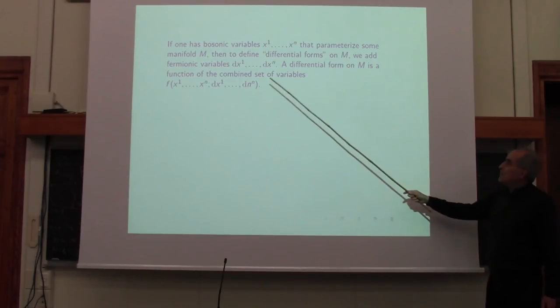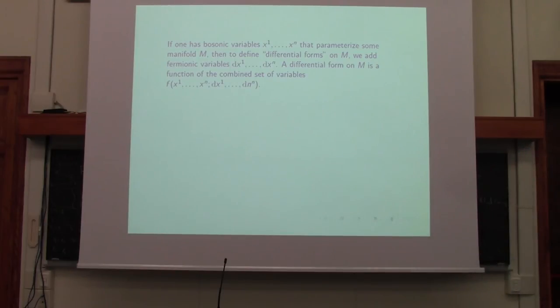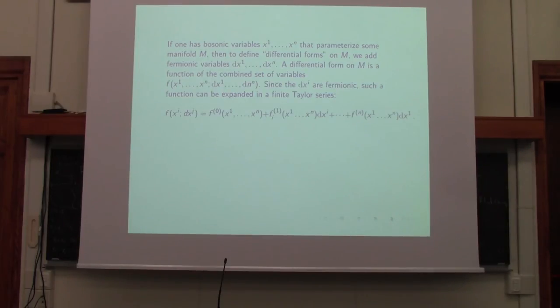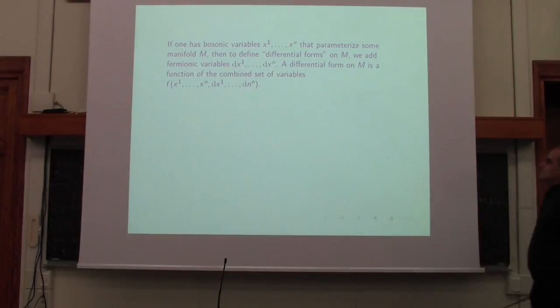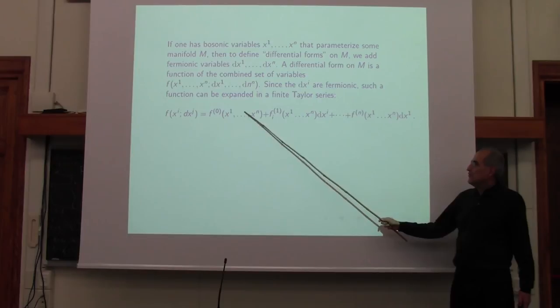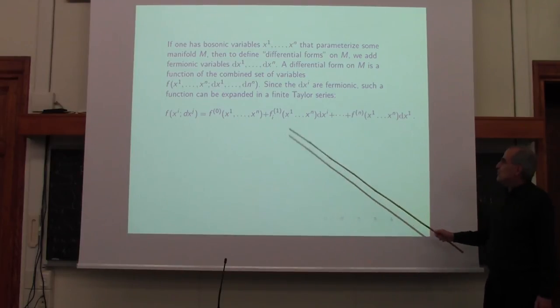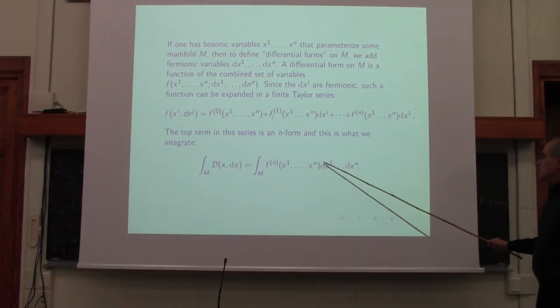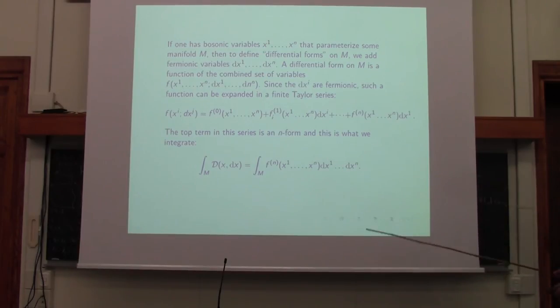So if you have bosonic variables x that parameterize some manifold M, then to define differential forms, you add fermionic variables dx1 up to dxn. A differential form is just a function of the whole set of variables, x and dx. This last thing here should have been dxn, not dn. Since the dx's are fermionic, such a function can be expanded in a finite Taylor series. So, when you expand in a Taylor series, the term with no dx's is called a zero form. The term with one dx is called a one form. And the term with n dx's is called an n form. So the top form, the part which is fn times the product of all the dx's, is called an n form, and this is what we integrate.